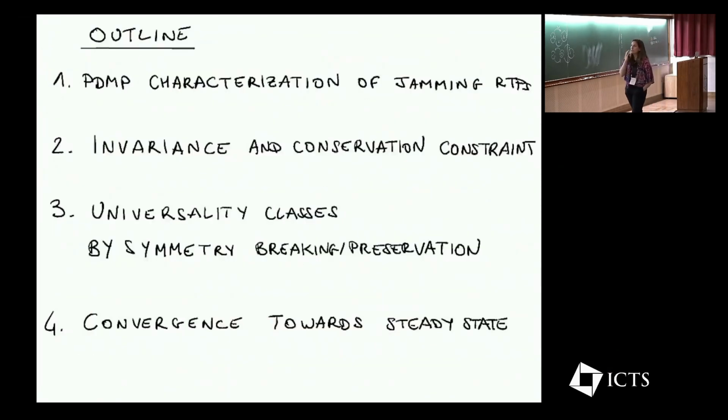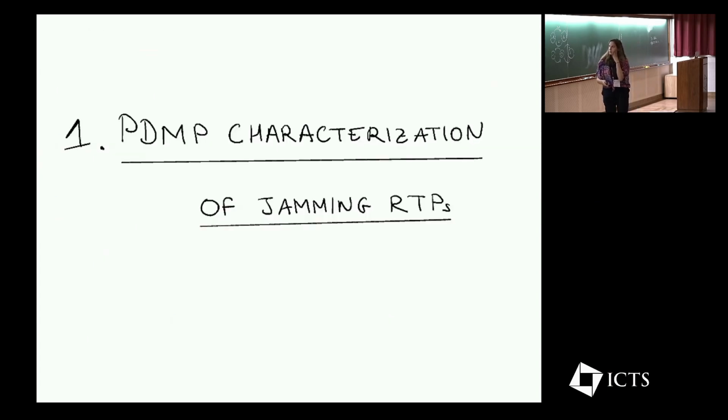Okay, so first I will explain this PDMP characterization, then how we formalize the invariance condition, and then explain what these universality classes are. And if I have some time, I'll talk about some mixing times results in the end.